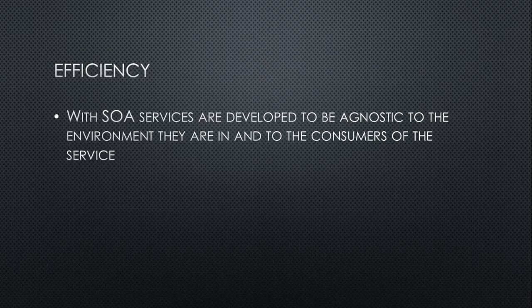Efficiency. With SOA, services are developed to be agnostic to the environment they're in and to the consumers of the service. What that means is that as a consumer of a particular service, the service itself need not know anything about who's consuming it. It may mean that you use a canonical schema. It may mean that you use something that has no tie to any given application, such as an invoice number, instead of an argument that has a particular tie to something in the environment or the application that is consuming it.